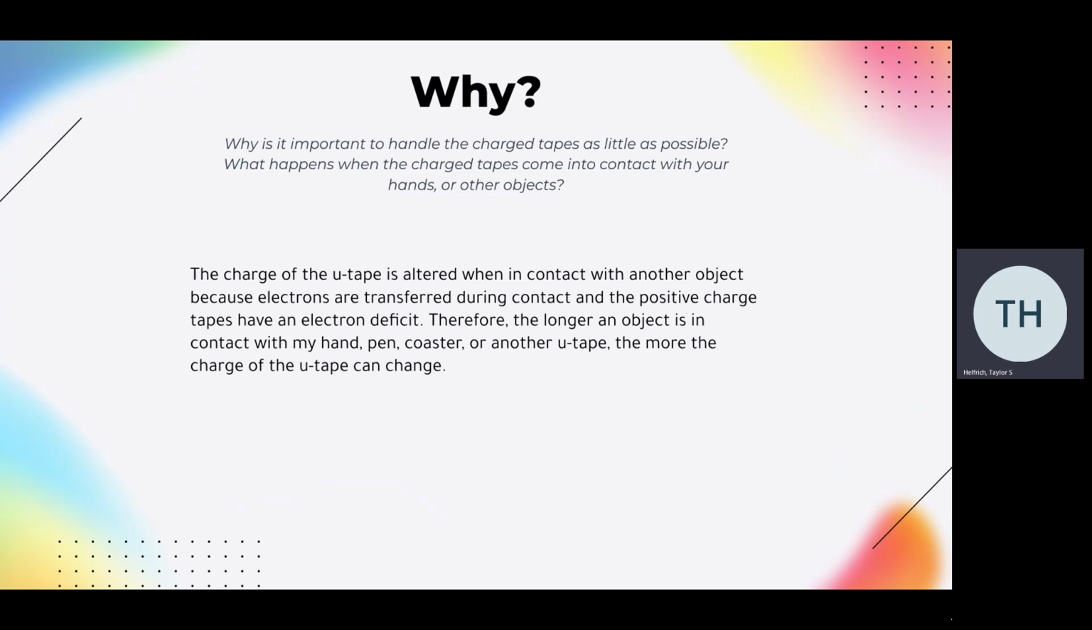And lastly, for the why question, we see that the charge of the U-tape is altered when in contact with another object because electrons are transferred during contact, and the positive charged tapes can have an electron deficit. Therefore, the longer an object is in contact with my hand, pen, coaster, or another U-tape, the more the charge of the U-tape can change.